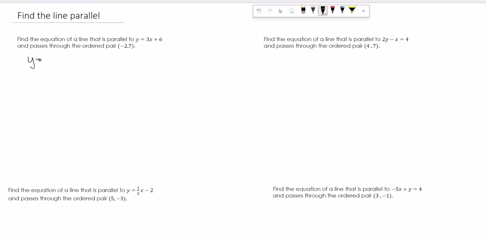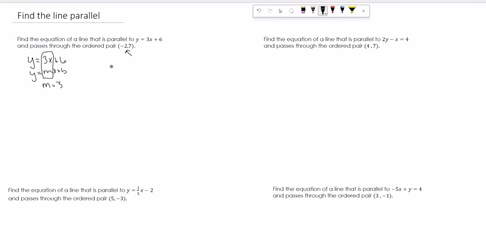We have y equals 3x plus 6. Now right away, it's in slope-intercept form. y equals mx plus b. So we know that the slope of this line is 3. Now to create a new line with a slope of 3 that goes through this ordered pair, it's super easy.